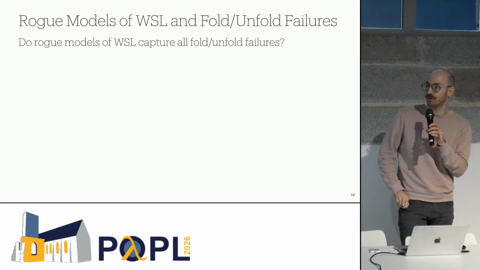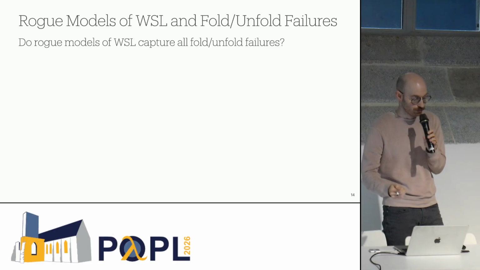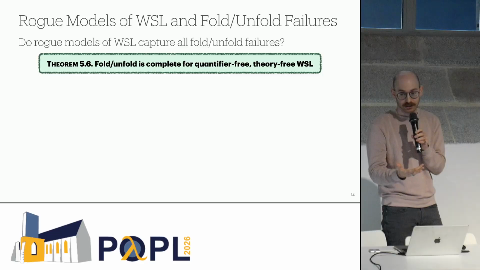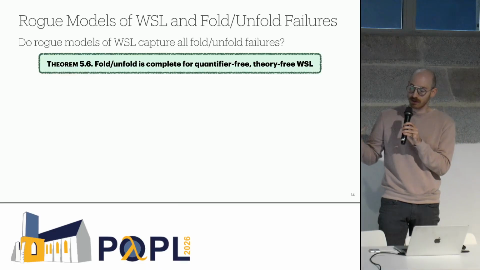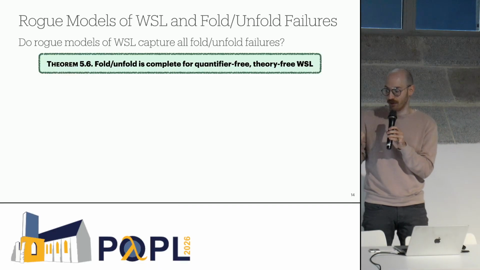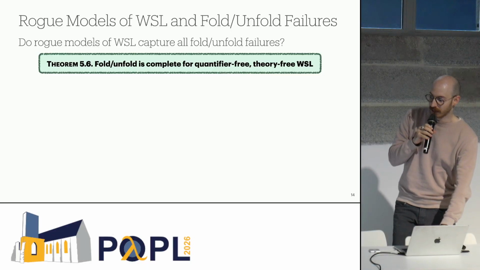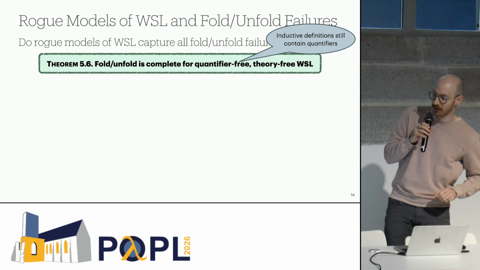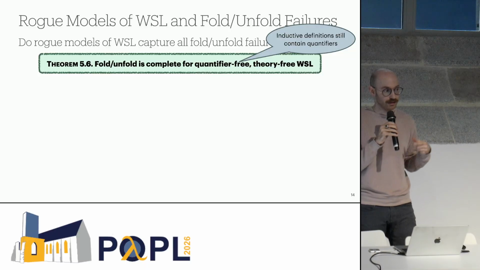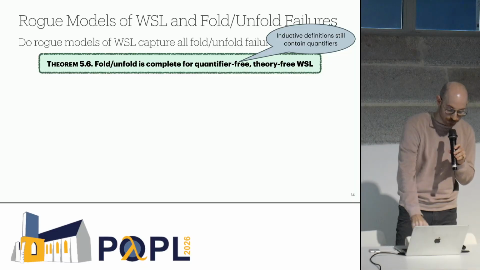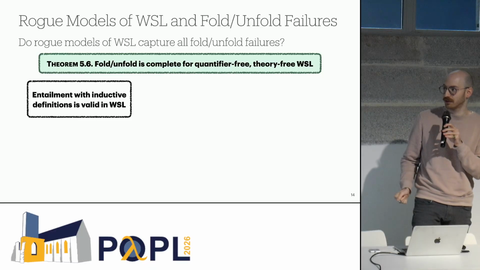So this was how to find them. Now, do rogue models of WSL capture all fold-and-fold proof failures? And the answer is yes. So we have the theorem that fold-and-fold reasoning is complete for the quantifier-free, theory-free fragment of weak separation logic. And we have this nice proof, but notice that entailments are quantifier-free, but we still have quantifiers in the inductive definitions. And we have this nice proof where we show this through a series of equivalences.